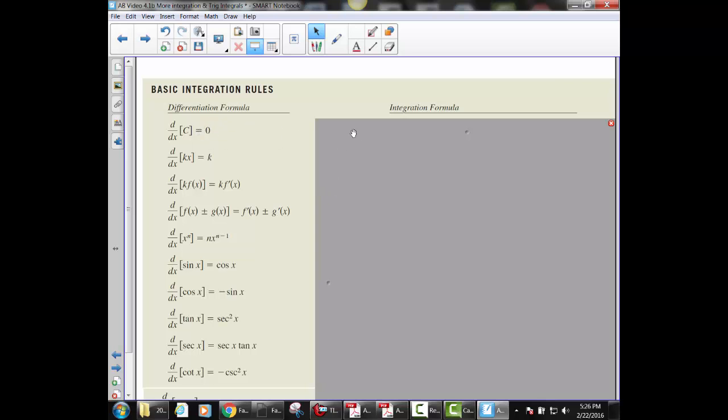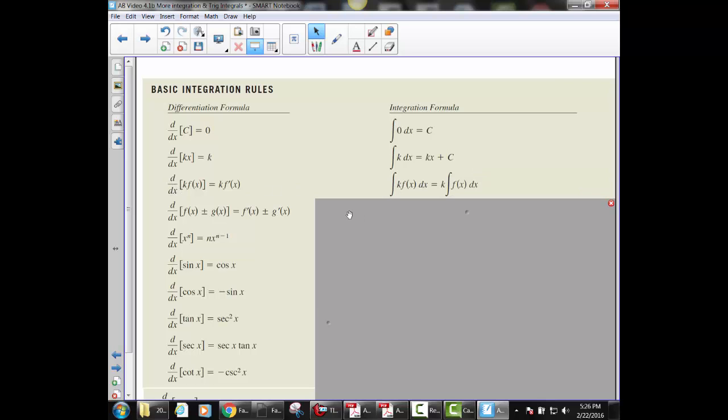Since the derivative of c is 0, the integral of 0 dx is an arbitrary constant c. Since the derivative of k times x, of course, k is a constant, is k, then the integral of k dx is kx plus c. Here you can pull out the constant when you're taking the derivative of a constant times a function. You can do the same thing with integration. If you have a constant, not a variable, but a constant, you can pull it out.